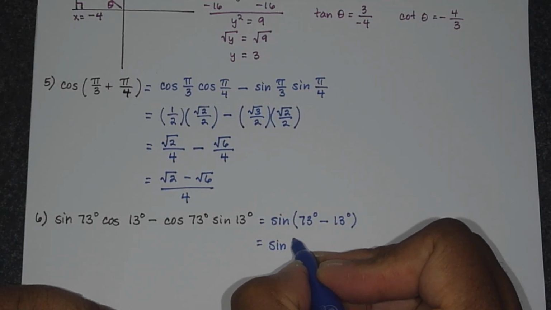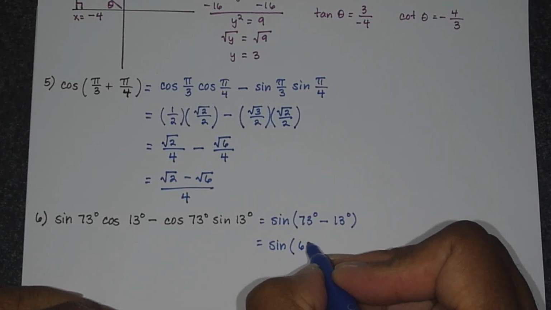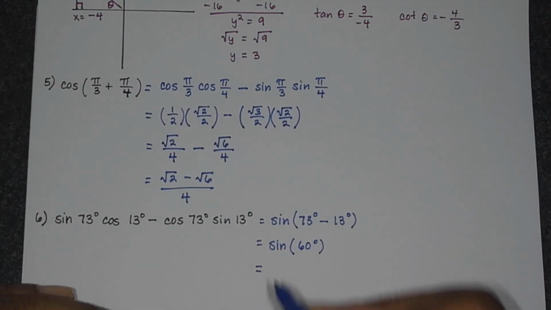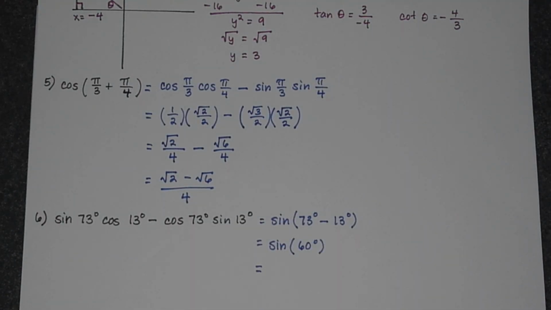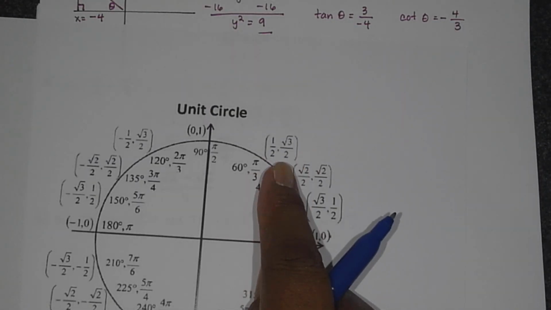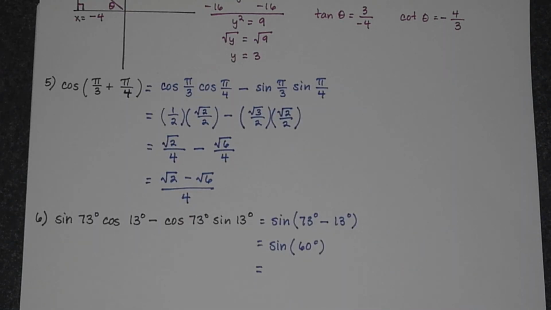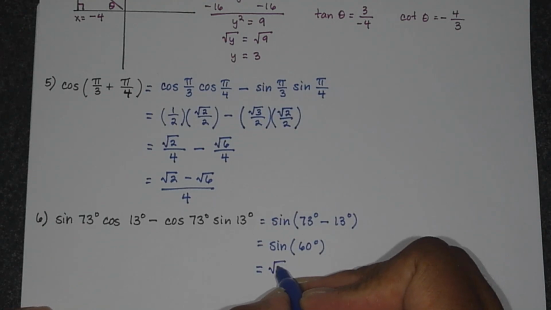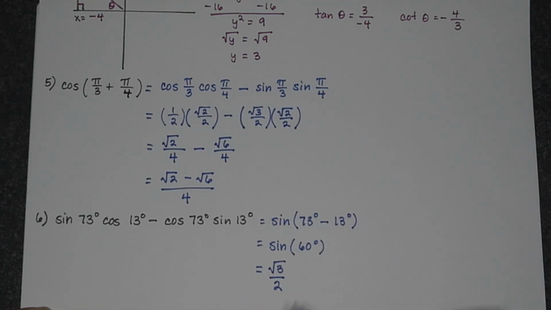And what's 73 degrees minus 13 degrees? 60 degrees. So using that unit table, the sine of 60 degrees would be, well, here's 60. What would be its sine? Square root of 3 over 2. Okay. All right. Are there any questions about problem number 6?